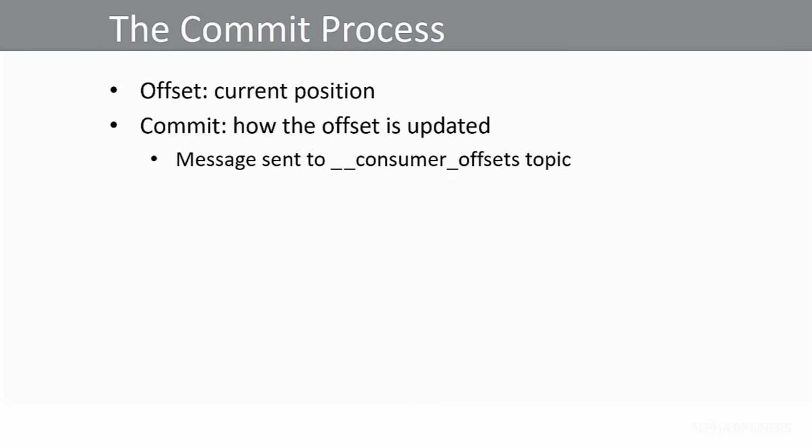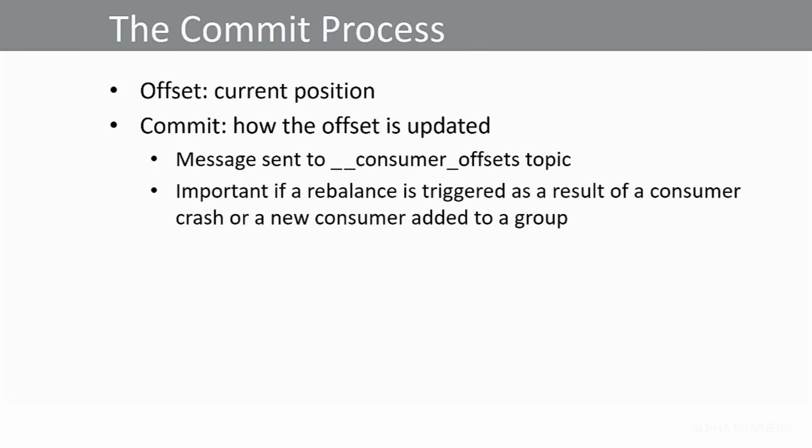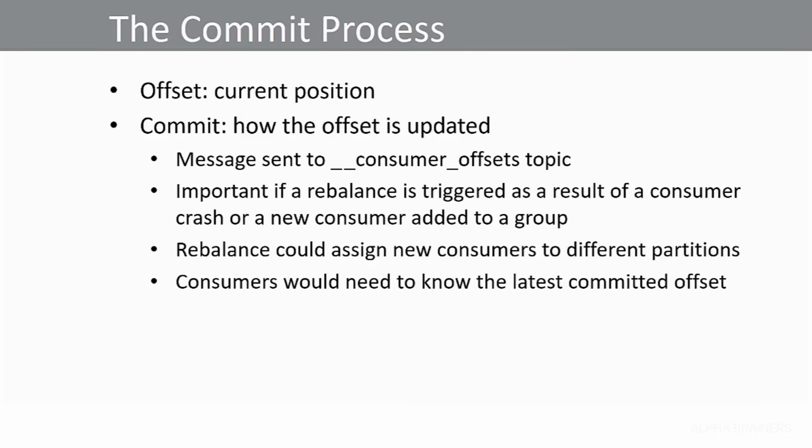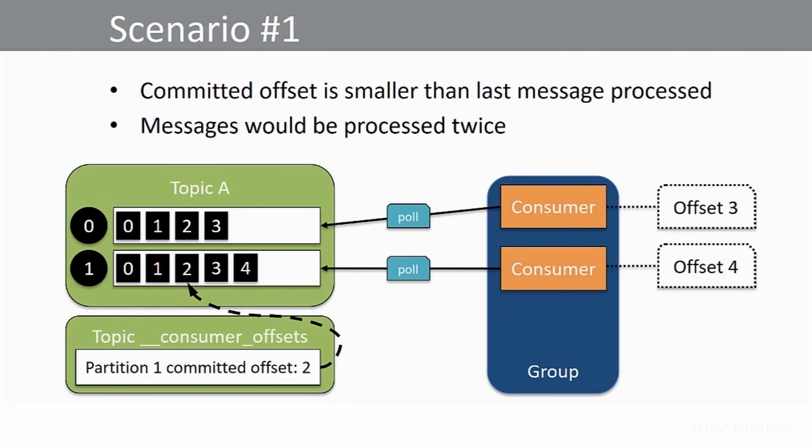Now, why is this important? Because if there's any type of rebalance that's triggered, any new consumer that takes over a partition has to know where it's going to start reading from. So it's got to know where the last position was from the previous consumer. Consumers need to figure that out so they can start reading from the right location. So let me give you a couple of scenarios that could come into play and might be a problem as far as this is concerned.